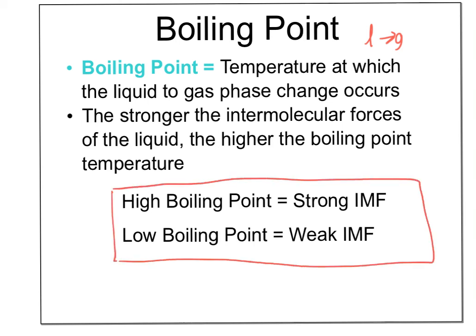If I have a high boiling point, which is a high temp, I'm a molecule with strong intermolecular forces. It took a higher temperature for my intermolecular forces to be broken when I went from liquid to gas. A lower boiling point, a low temp, means it's a weaker intermolecular force.